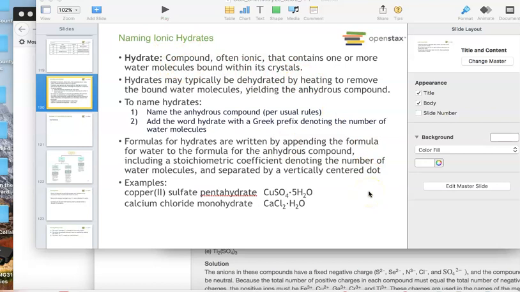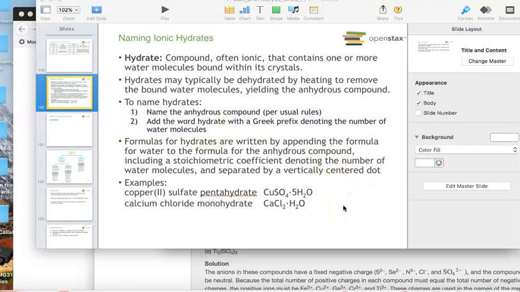Hydrates are kind of neat because when you have them in a bottle, sometimes the water escapes, and so you have little water droplets in the container. Hydrates can be dehydrated by removing the bound waters, yielding an anhydrous compound. To name the hydrates, you name the anhydrous compound as usual, based off the rules that you already know for ionic compounds. Then you add the word hydrate with a Greek prefix denoting the number of water molecules.